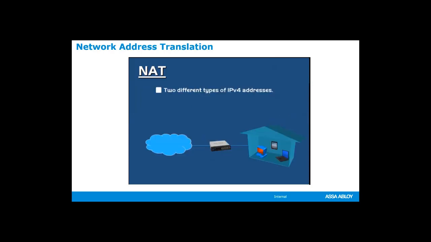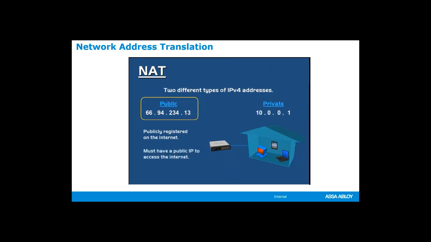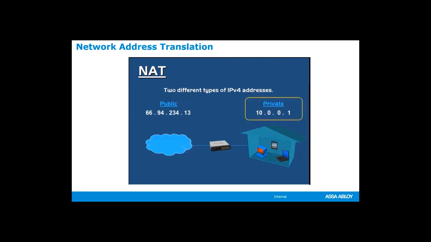Now, there are 2 different types of IP version 4 addresses. There's public and there is private. Public IP addresses are publicly registered on the internet. You have to have a public IP address if you want to go on the internet. And there are approximately 4 billion public IP addresses available, so they are limited. Now, private IP addresses are different. Private IP addresses are not publicly registered, so you cannot directly access the internet with a private IP.